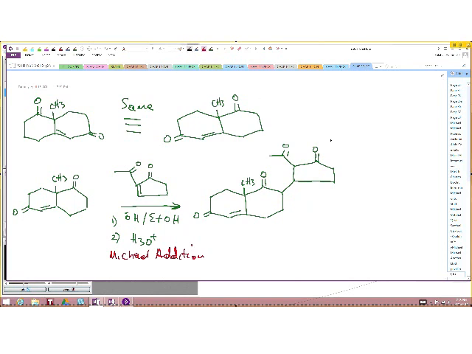Then I do an Aldol condensation. Okay, this here will be your nucleophilic carbon right here, and this will be your electrophilic carbon right here, right? And therefore, I will get this product.